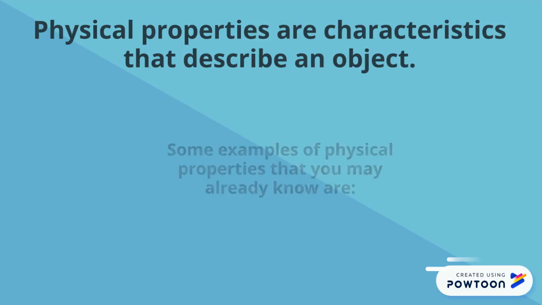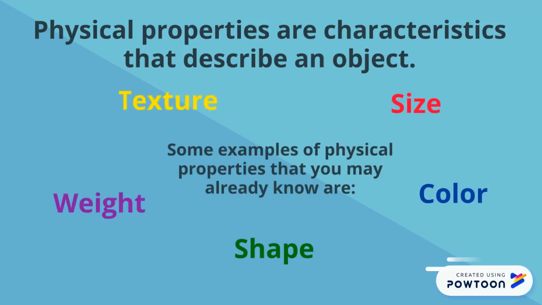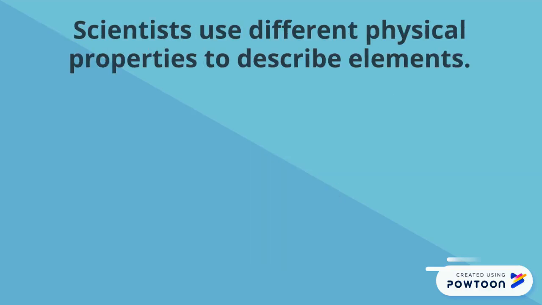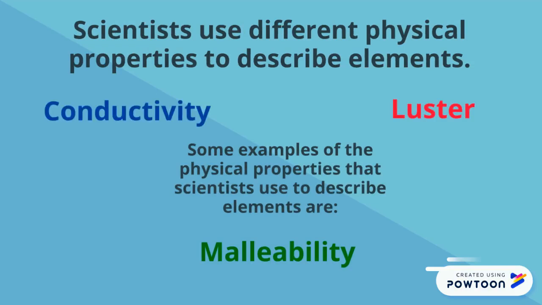Physical properties are characteristics that describe an object. Some examples of physical properties that you may already know are size, color, shape, weight, and texture. Scientists use different physical properties to describe elements. Some examples of the physical properties that scientists use to describe elements are luster, malleability, and conductivity.